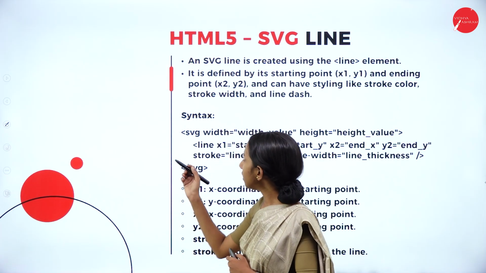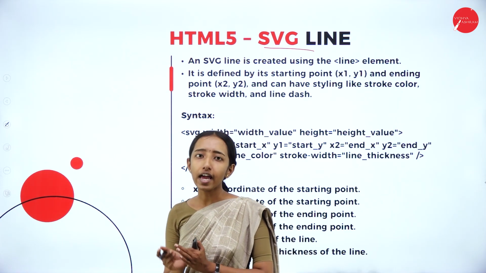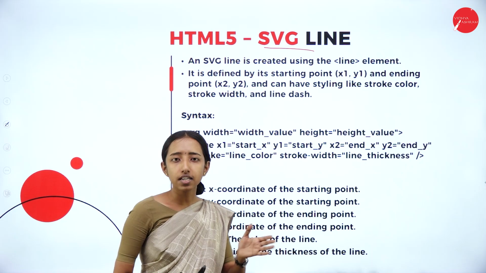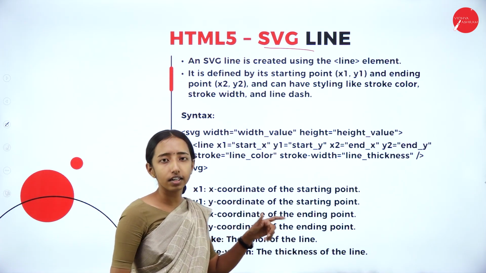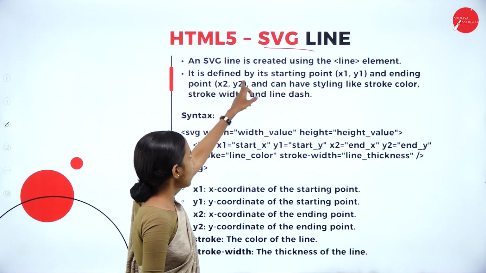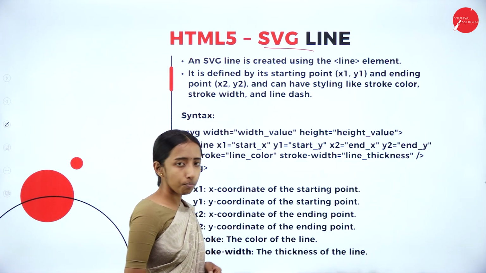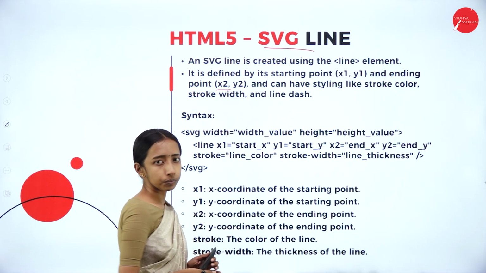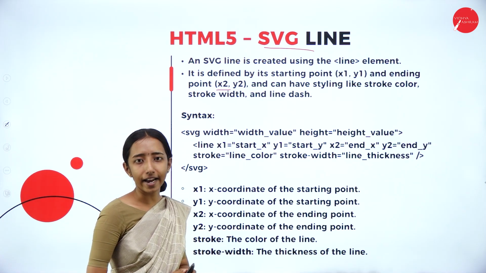So next another one is the HTML5 SVG line. So how can we draw a line? These are basically geometric concepts of mathematics, and here we will learn how we can draw the graphic for these things. So here an SVG line is created using the line element, and it is defined by its starting point, x1 and y1, and ending point, x2 and y2, and can have styling like stroke color, stroke width and line dashes.